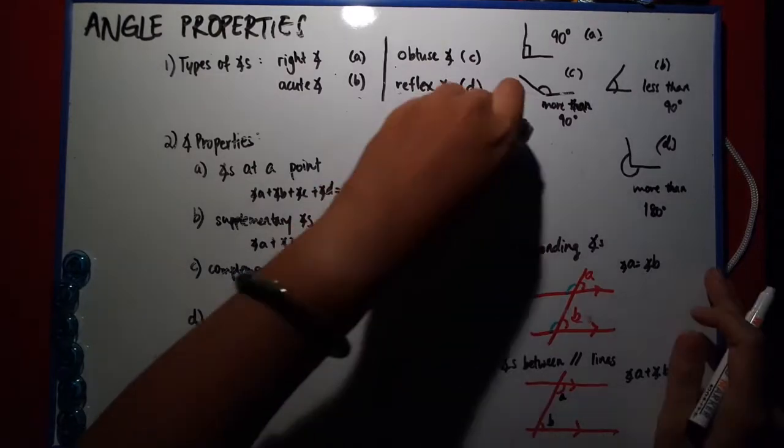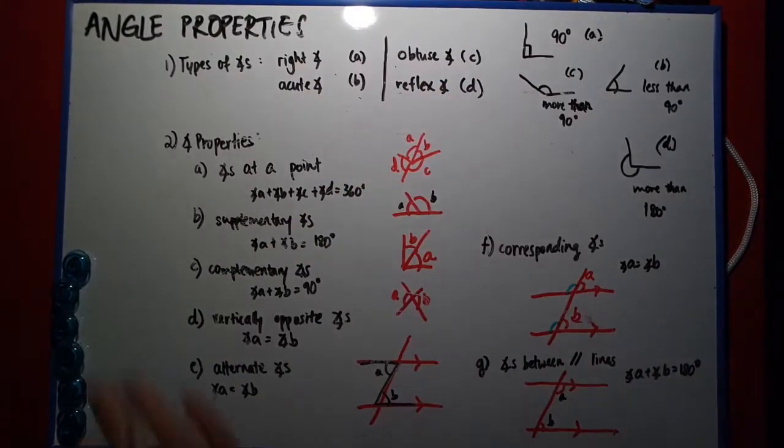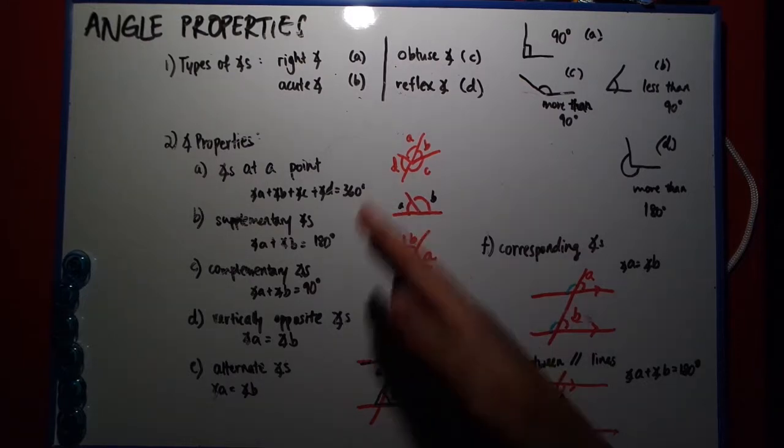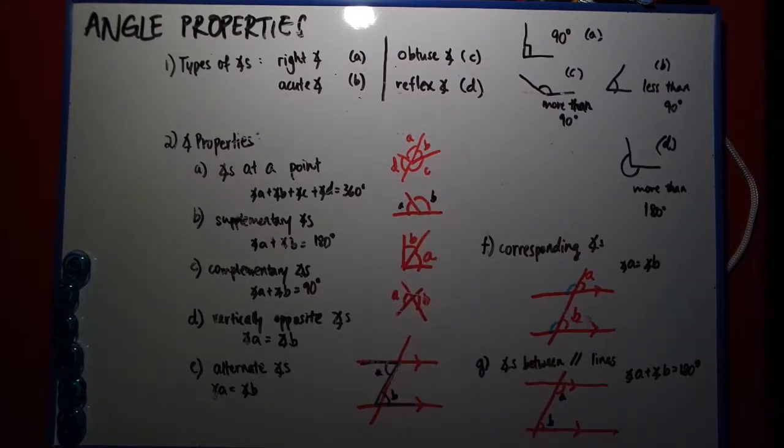Now, let's move on to the second point. The second point, I'll go into angle properties. So there are a few here that I've listed. I'll go through them one by one. The first one is angles at a point. So what it really means is that one revolution or one round is 360 degrees.